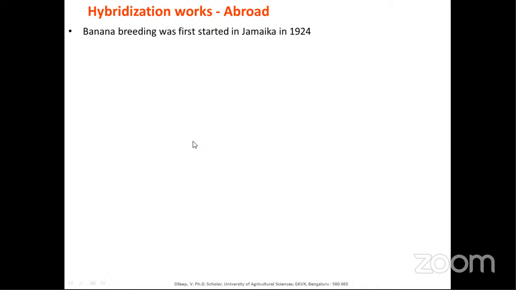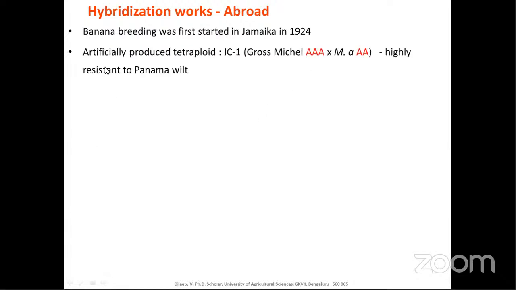If you have listened, Brunson Prayag, no? Those scientists started hybridization work in mango. And here the breeding was started in Jamaica in 1924, and they produced artificially two diploids were crossed, and a tetraploid is formed, that is IC1.